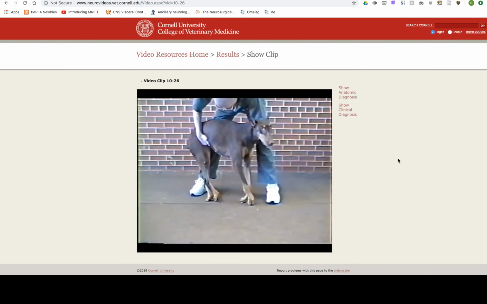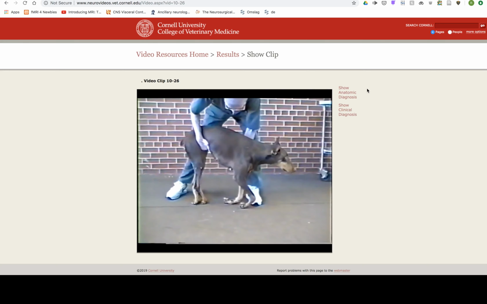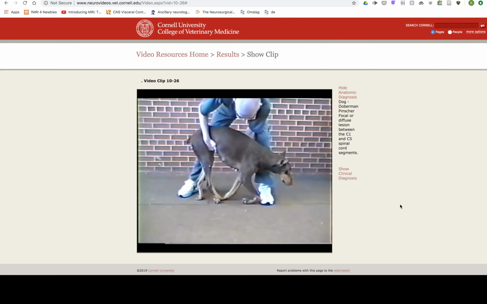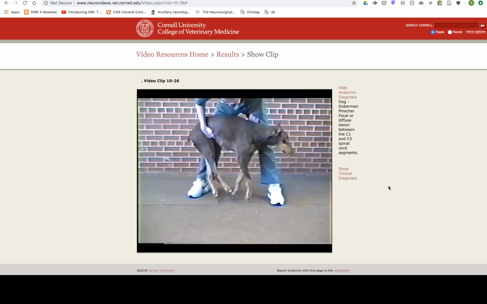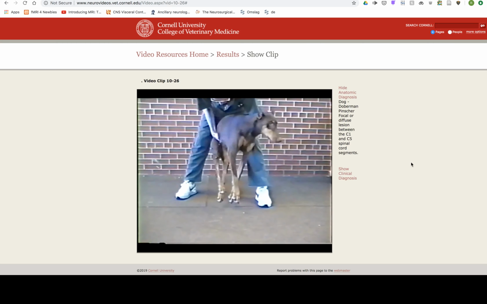Why is the thoracic limb extensor hypertonia not the Schiff-Sherrington syndrome? Anatomic diagnosis: focal or diffuse lesion between the C1 and C5 spinal cord segments. This is not the Schiff-Sherrington syndrome because the dog has no voluntary movement in its thoracic limbs. The hypertonia and tetraplegia exist because of the loss of the UMN pathways that are cranial to the cervical intumescence and control thoracic limb tone and function.